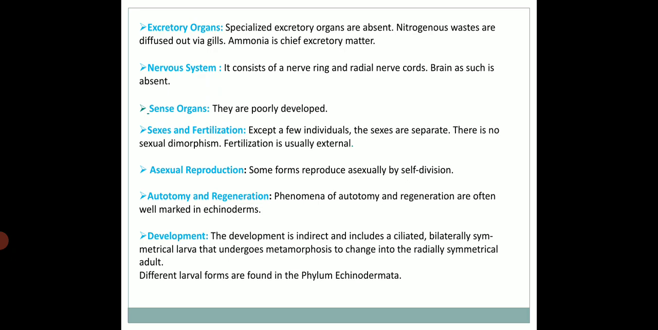Next, nervous system. It consists of a nerve ring and radial nerve cords. Brain as such is completely absent. Sense organs are poorly developed.